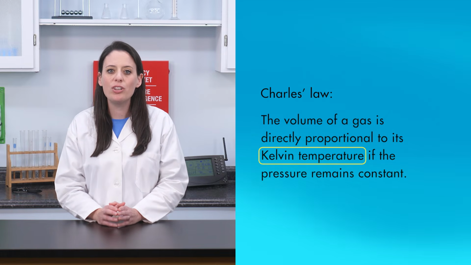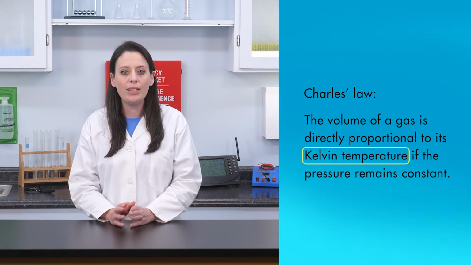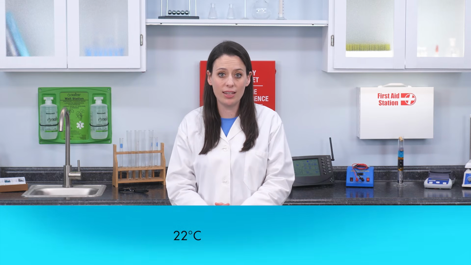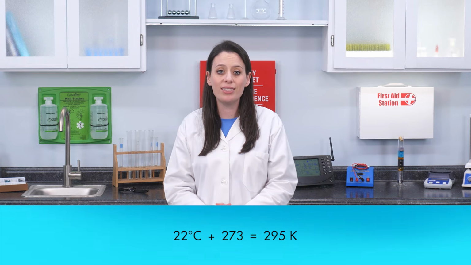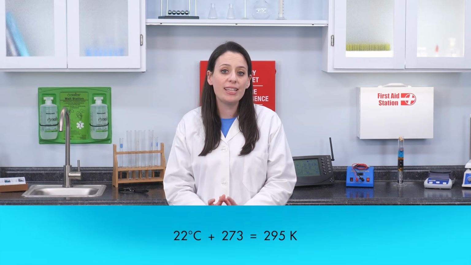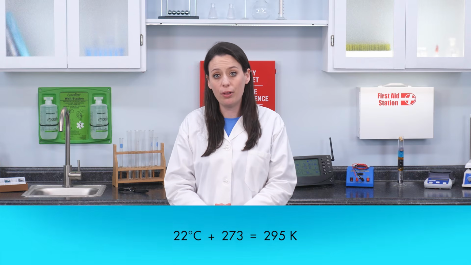Notice that Charles' law mentions Kelvin temperature. The relationship between the temperature and volume of a gas is proportional only if Kelvin temperatures are used. Kelvin and Celsius temperatures rise and fall at the same rate. So, to convert a Celsius temperature to Kelvin, add 273 to the Celsius temperature. For example, if we have a temperature of 22 degrees Celsius, we can change it to Kelvin by adding 273 to the Celsius temperature. Temperatures in Kelvin do not use the degree symbol.